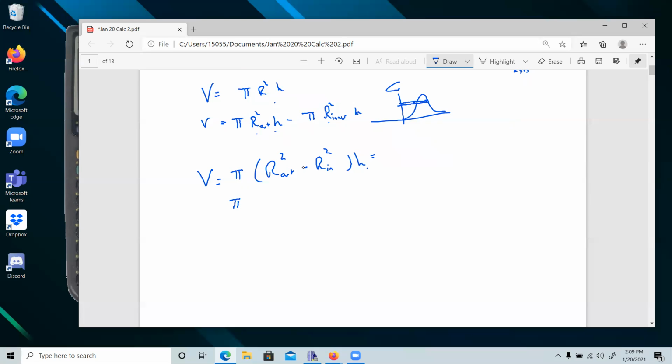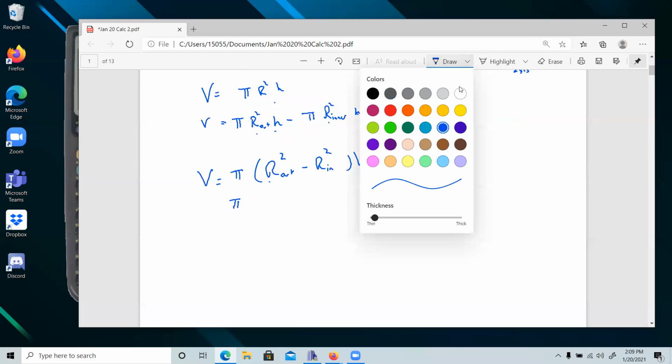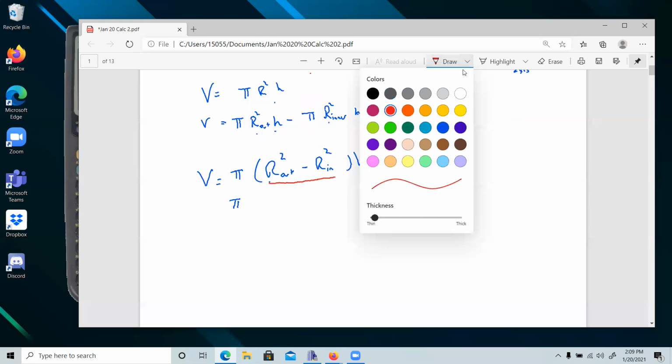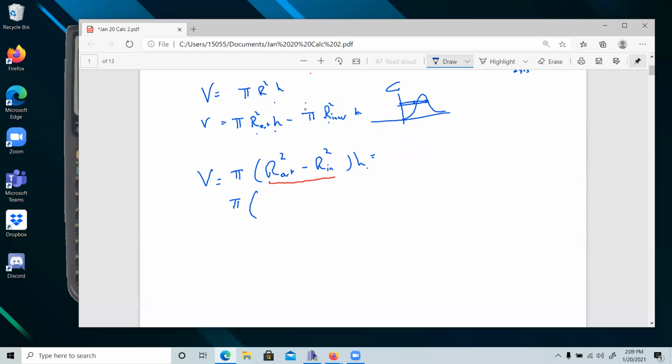So we have pi. Now if you were in intermediate algebra at this point and I said, hey, I'd like you to factor this, you would look at this and say, oh, thank goodness, it's a difference of two squares. This is an easy problem. So this is going to be r out plus r in, times r out minus r in. This outer radius minus inner radius, outer radius plus inner radius, and then we have our h.